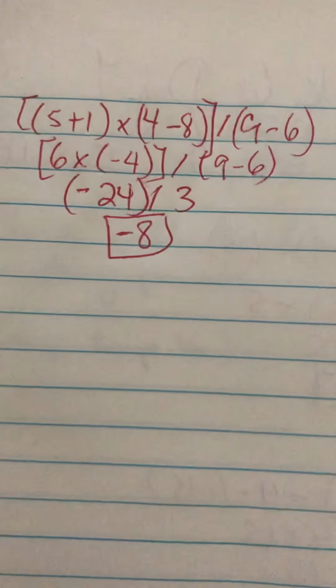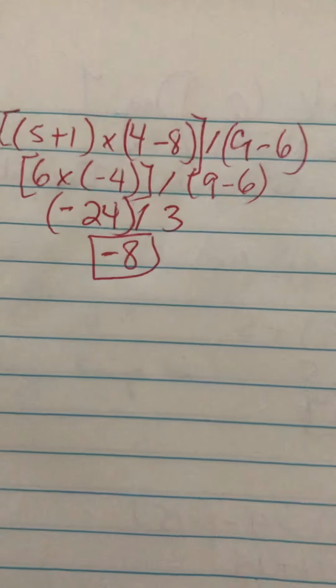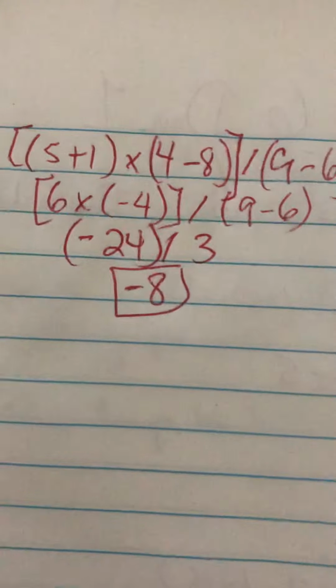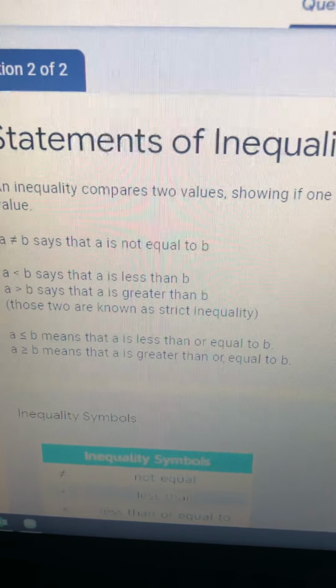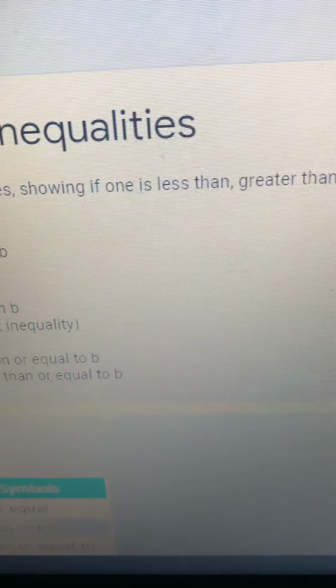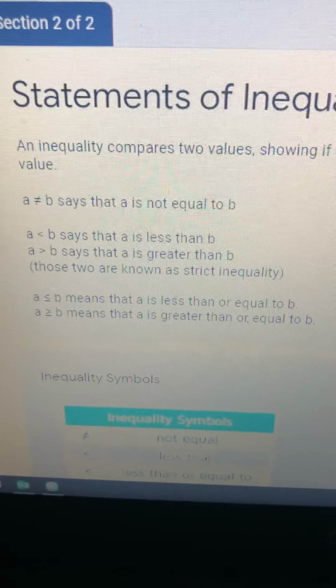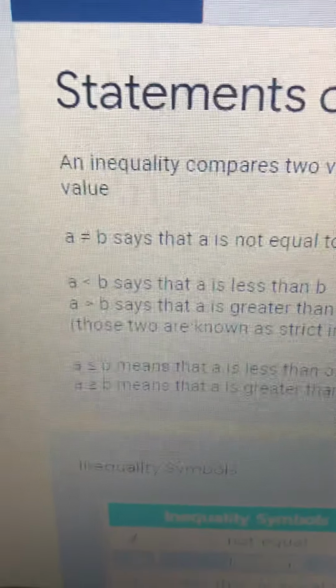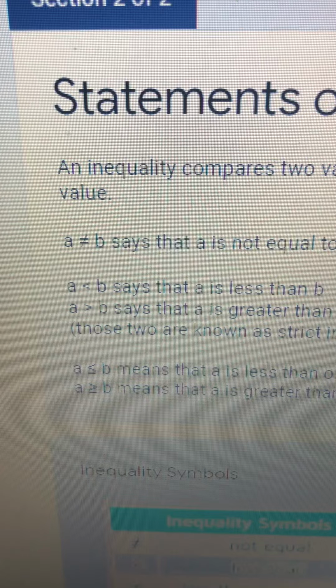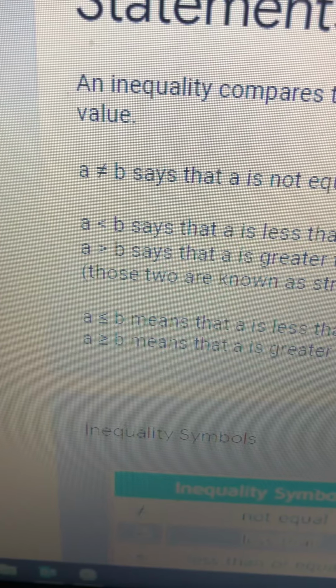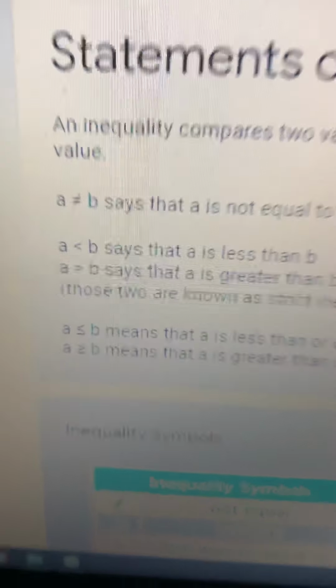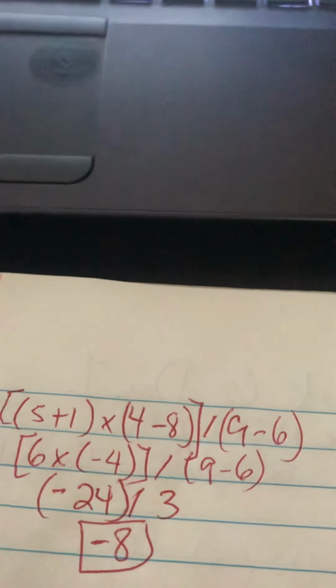All right, so now we got that squared away, family. We are moving on to the other section here where it says statements of inequalities. An inequality compares two values showing if one is less than, greater than, or simply not equal to another value. We're going to be using the greater than and less than symbols, and this one right here is equal to. So you have greater than, less than, or greater than or equal to at the same time. I want you to take a look at that information, make sure you read it, and watch the little video so it can help you out.